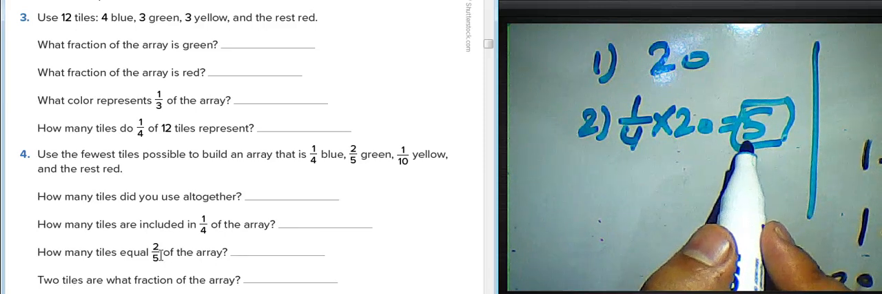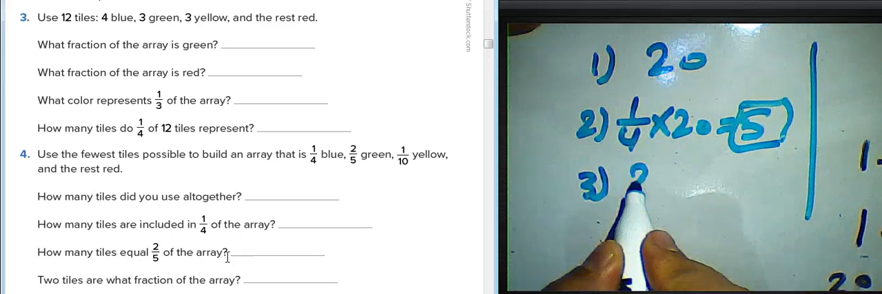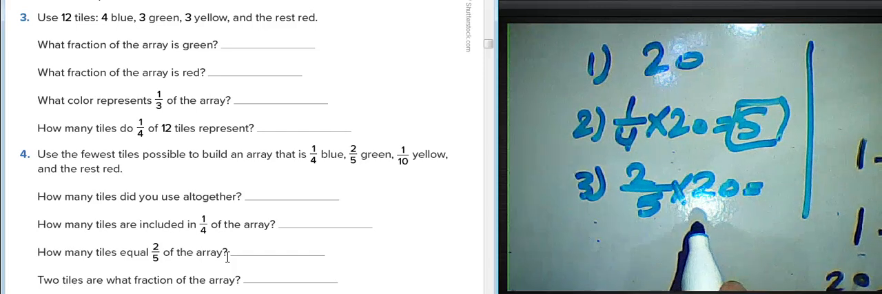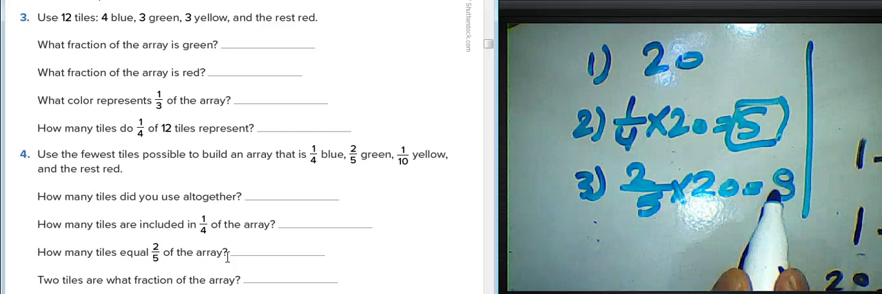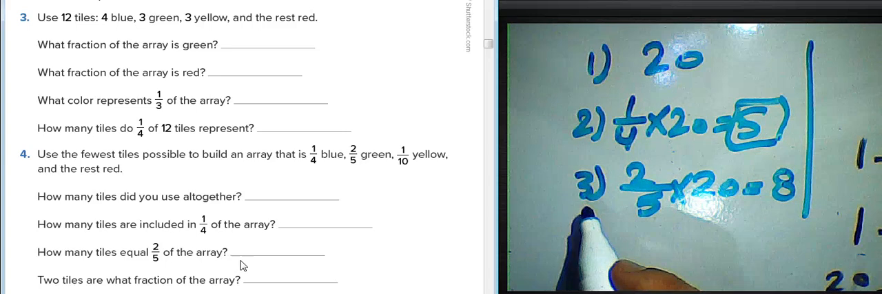How many tiles equal 2 over 5 of the array? Question number 3. 2 over 5 of the array. We have 20 parts in the array. 20 divided by 5 equals 4. 4 times 2 equals 8. Write 8 here. Okay, in this space write 8.